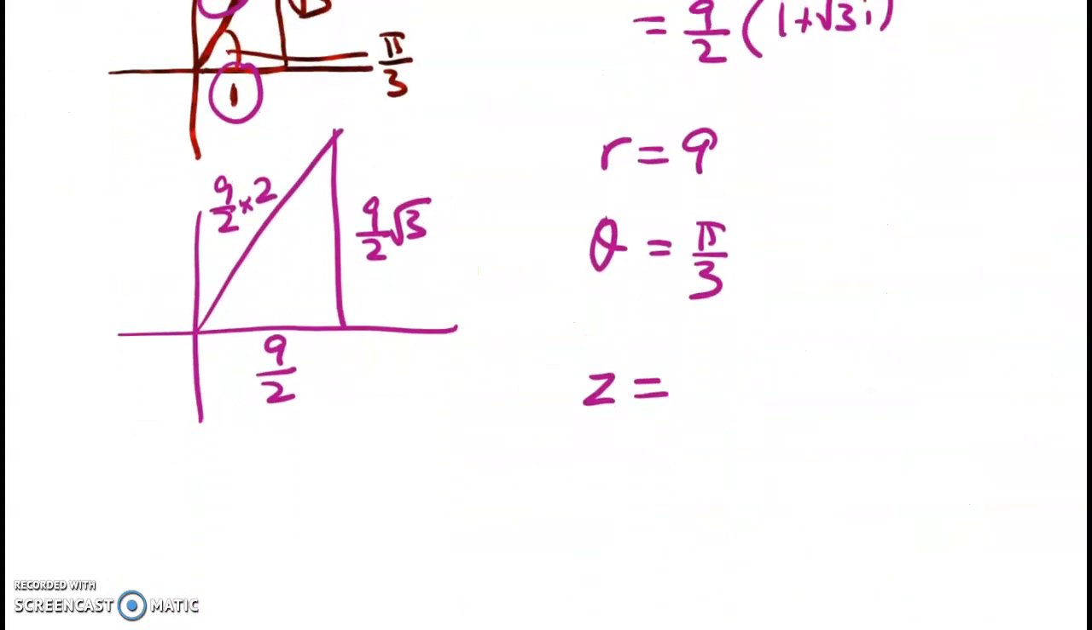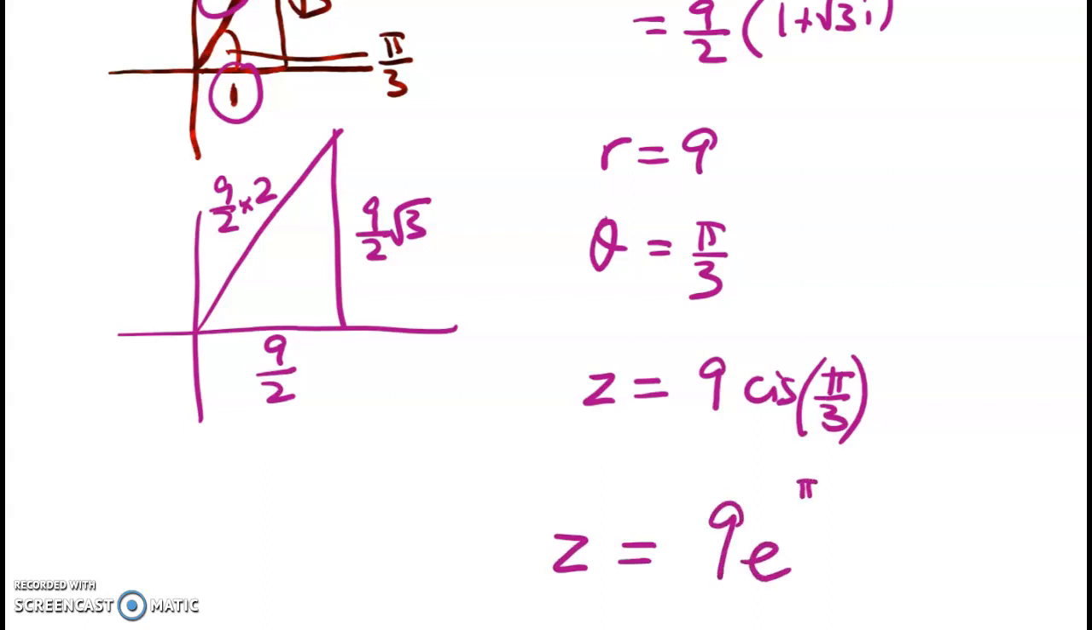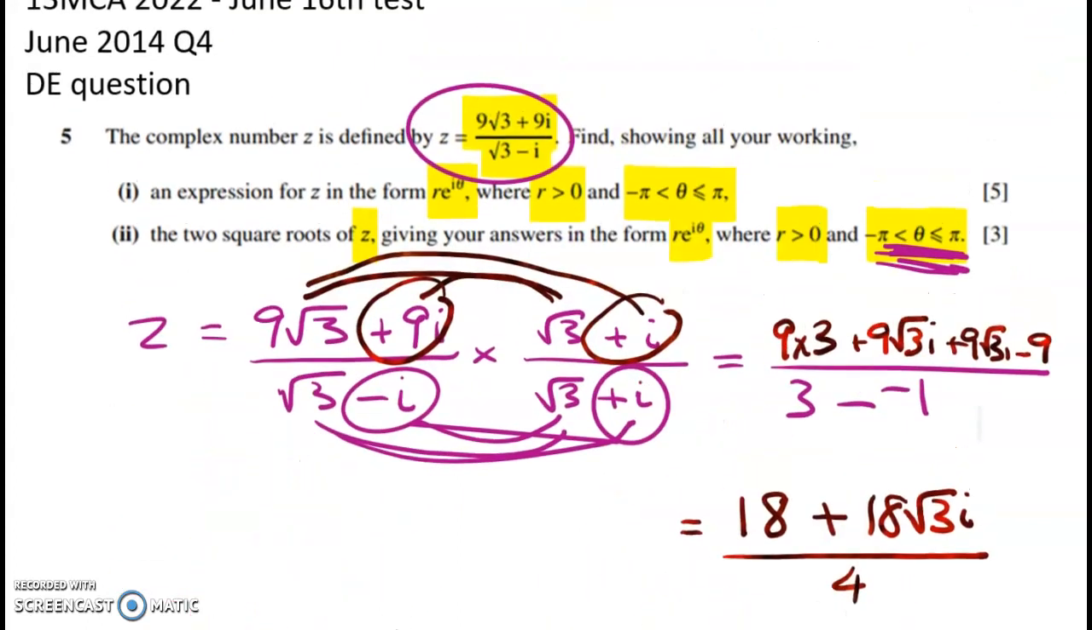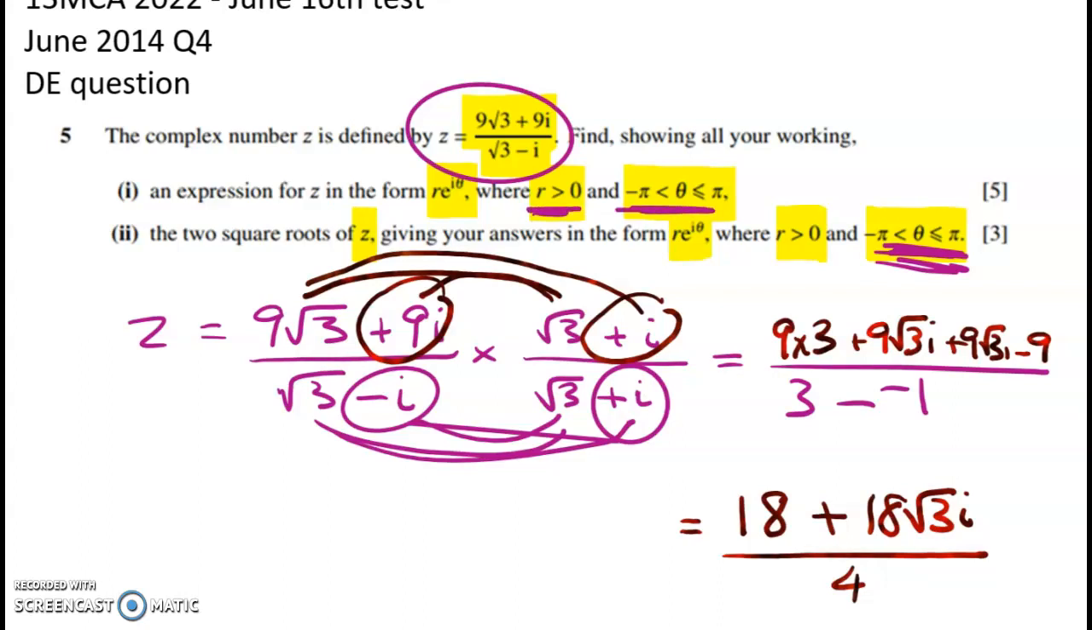I can write z in polar form, which would be 9 cis of pi on 3, or I can straight away write it into exponential form, which is 9e to the i theta, so 9e to the i times pi on 3. So that's the first part of the question done, and that I think was worth a pretty massive 5 marks, right? And have we got r positive? Yes, r is 9, and we've got theta between those two values.